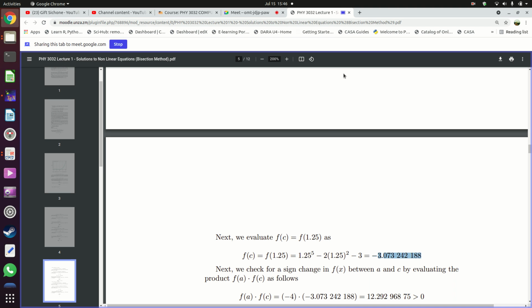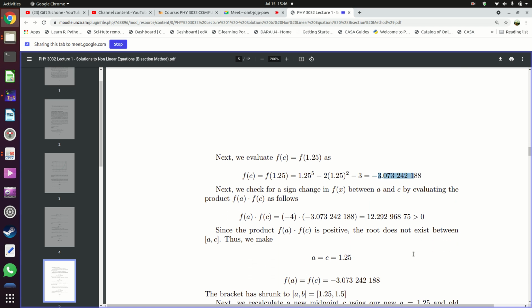So at the midpoint, the function f of x has got a negative value. If the function f of x has got a negative value at the midpoint, then you check between A and C. You always check between A and C, whether there is a solution between A and C.